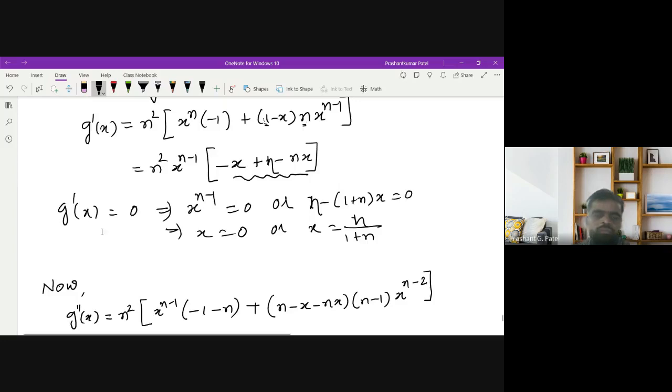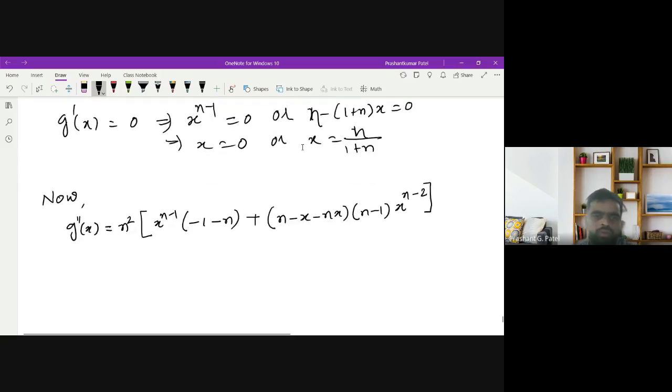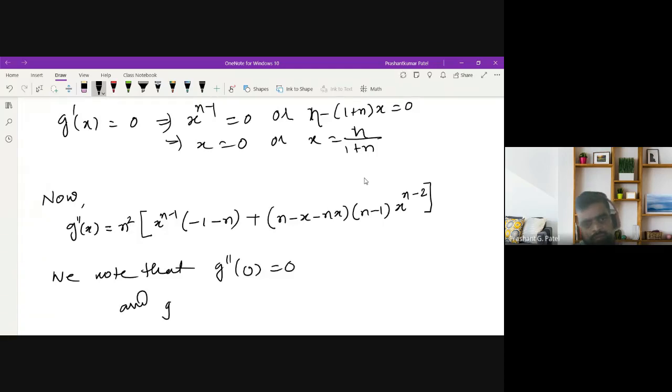Now if I put x is equal to 0 here, obviously when x is 0, this is 0, this will be 0. So we note that g double dash of 0 is 0. And for g double dash at n upon 1 plus n, we can substitute that value here. And this term will tend to 0 if I have x as this, because that is actually the root of this equation. So this term is 0, so you'll have this term.